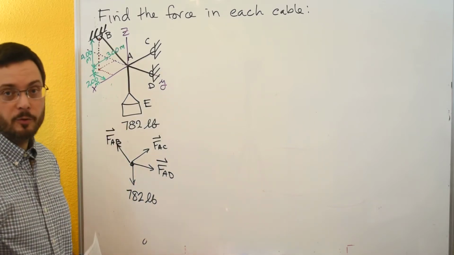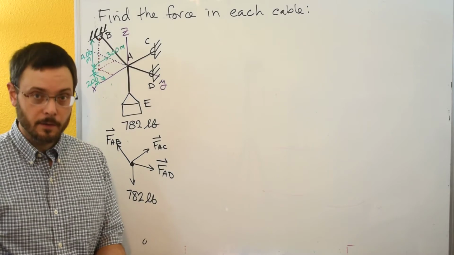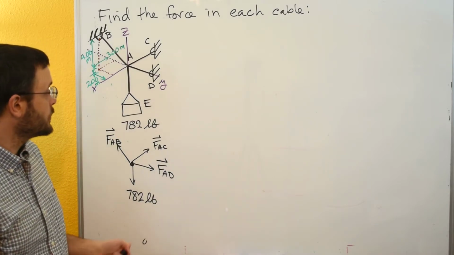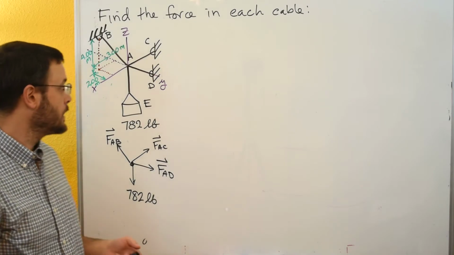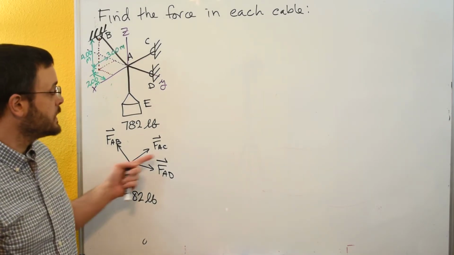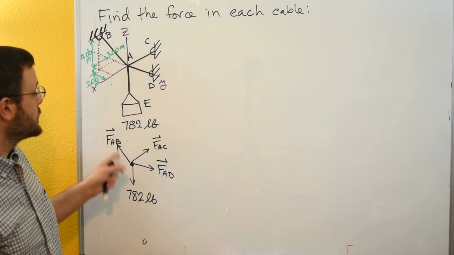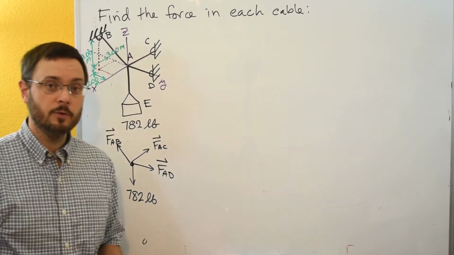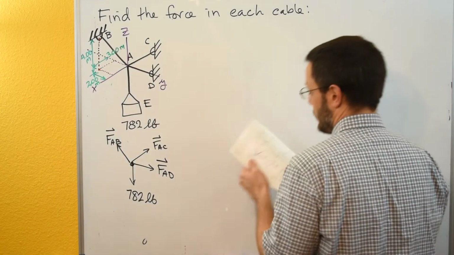Looking at our forces, we have our weight that's going straight down, so we know what direction it goes in. We've got this force A to D that looks like it's going in the positive Y direction. We've got this force A to C that's going in the negative X direction. So the only one that we need to do a position vector for is this force A to B. Let's draw that position vector over here.